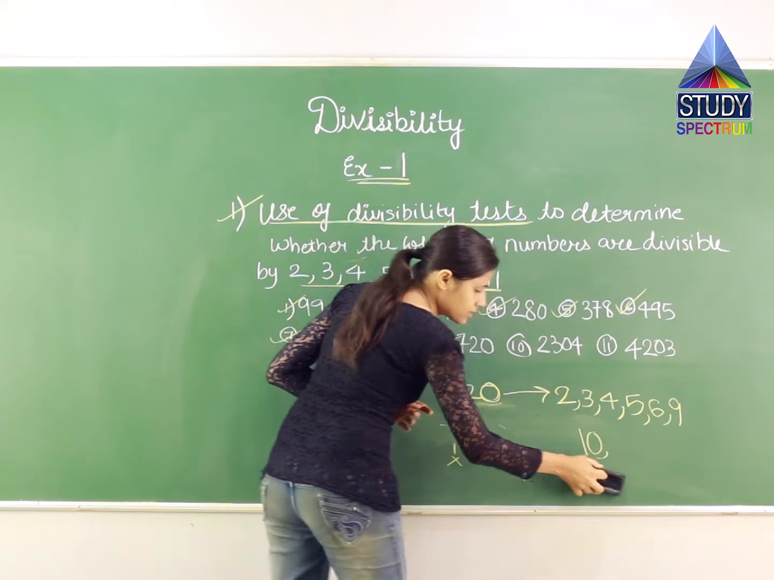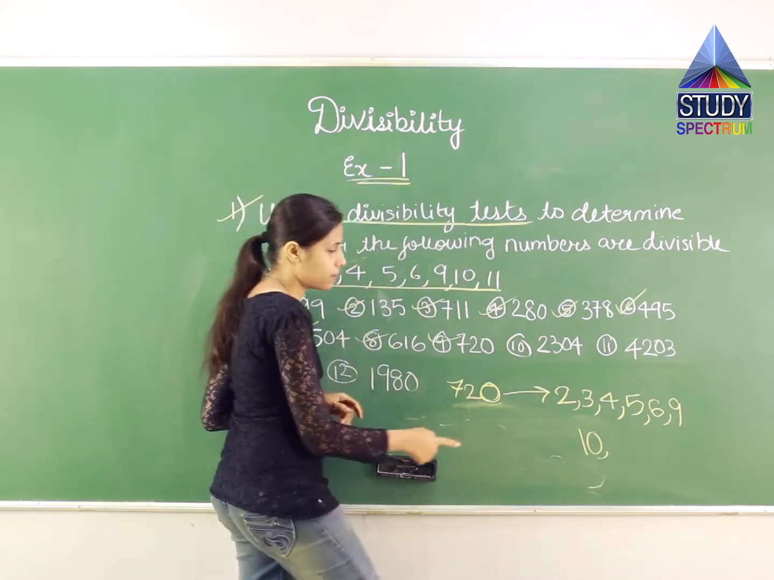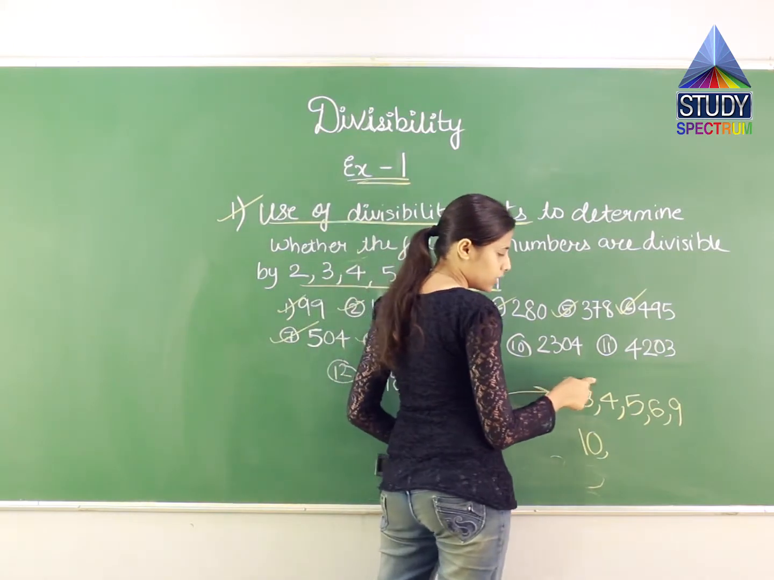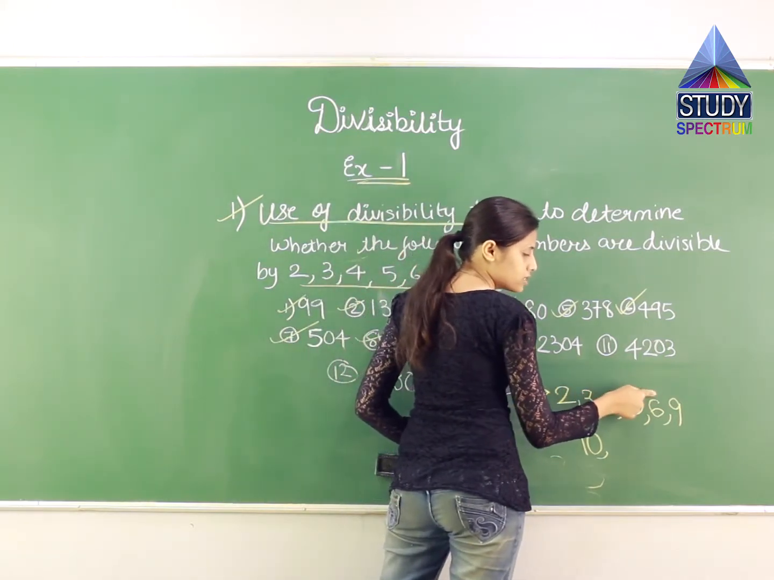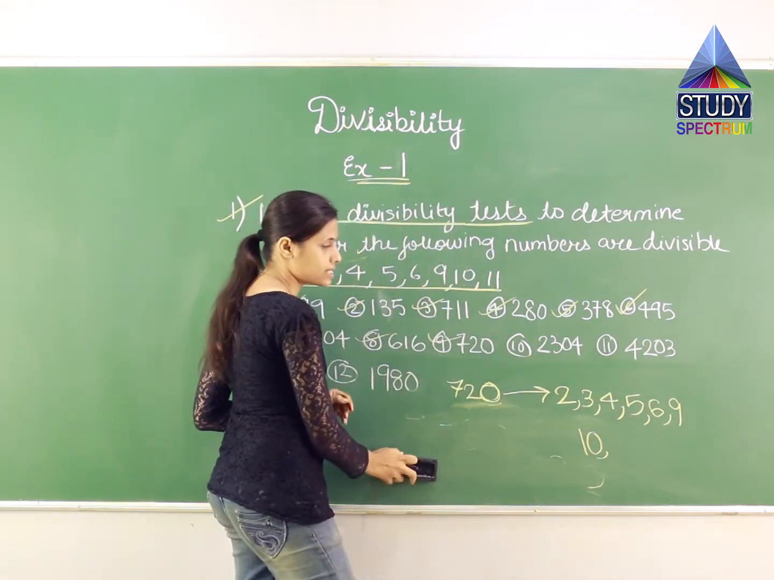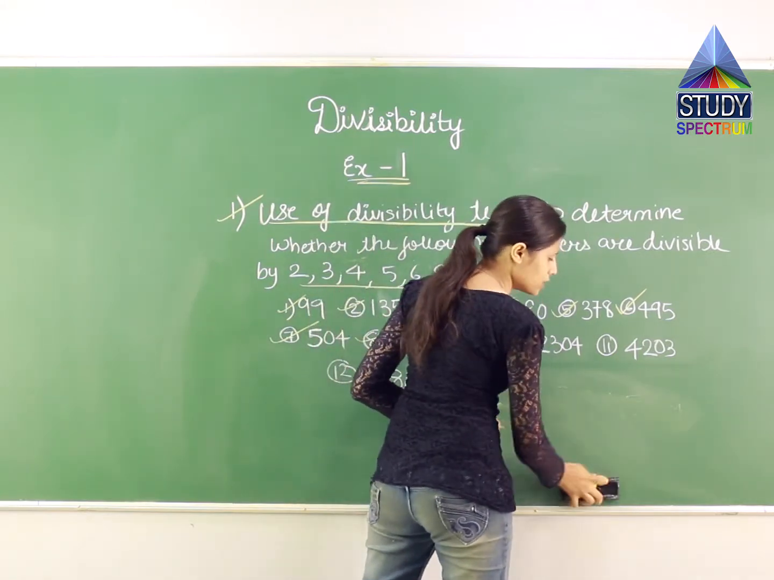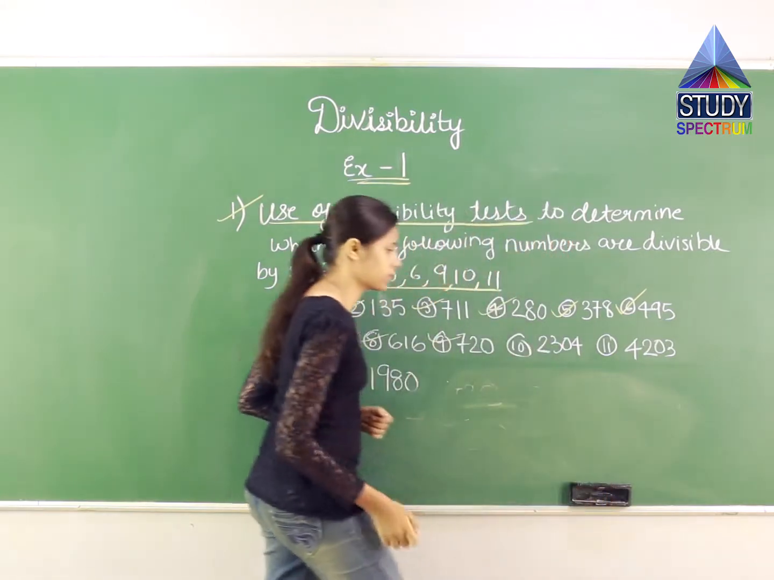So here is the test of divisibility. The number 720 is divisible by 2, 3, 4, 5, 6, 9 and 10. So 720 is divisible by all these numbers. Now let us move on to the next question.